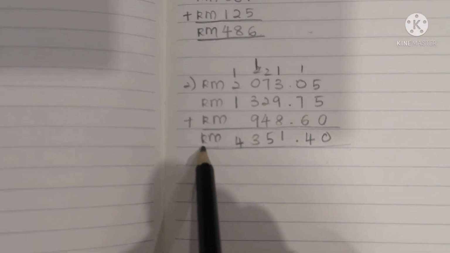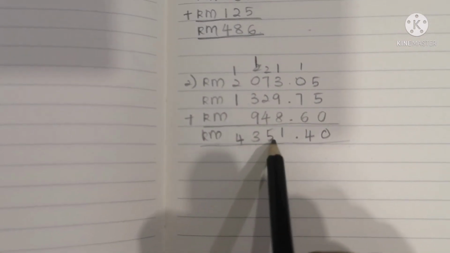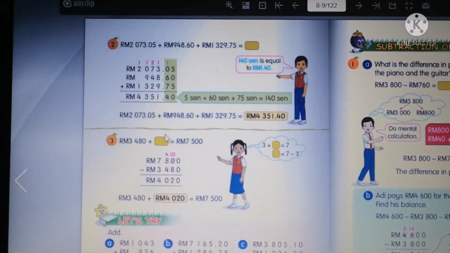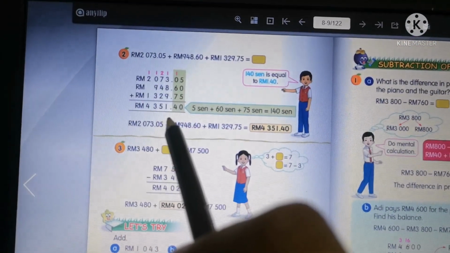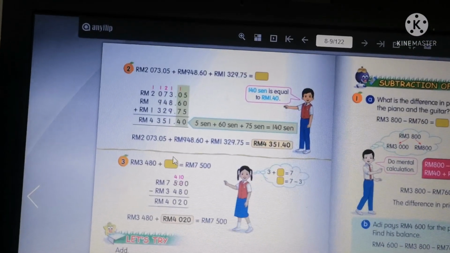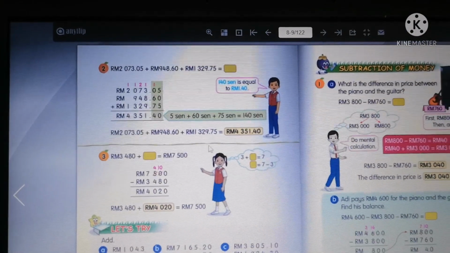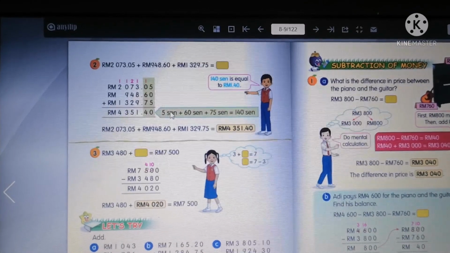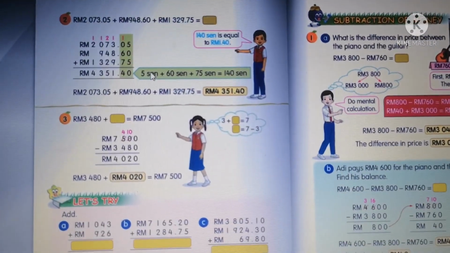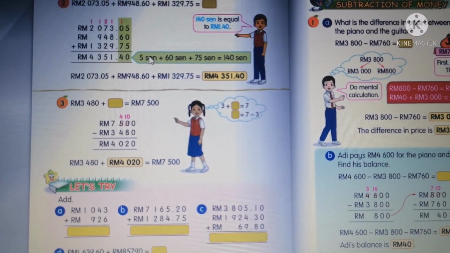So our answer is 4,351 ringgit 40 cent. Tengok. Sama tak? Same or not? Same. Okay, this is how you will count the money. It's exactly the same. Just that you have to add the symbol. Okay, look at number 3.